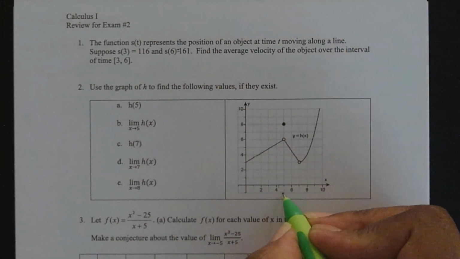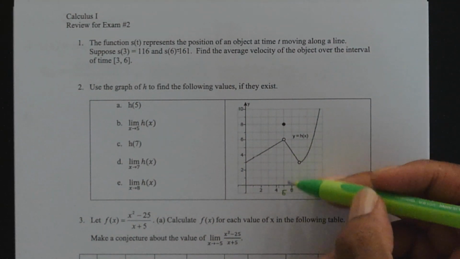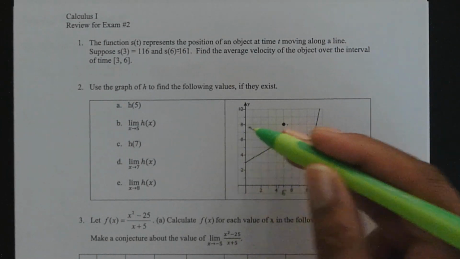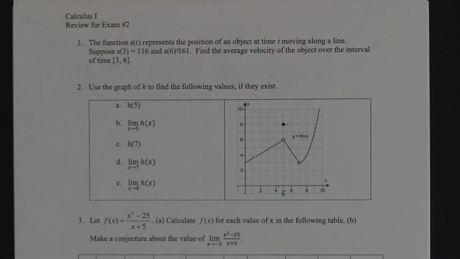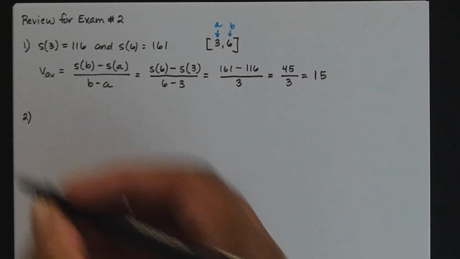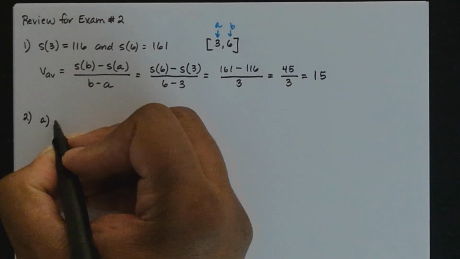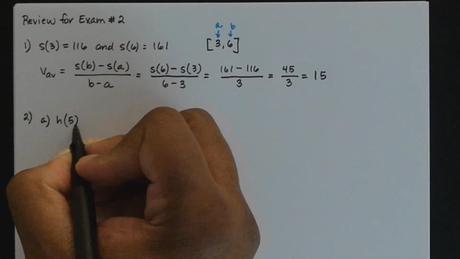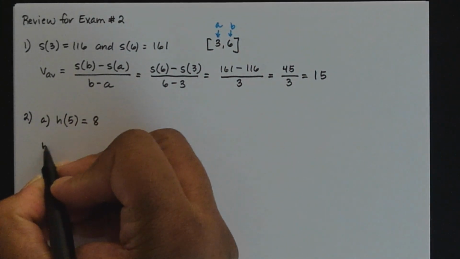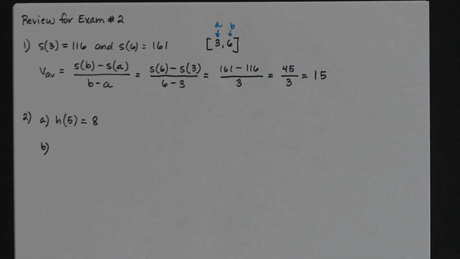Okay, so here's 5 right here. And we do have a point at 5. So when x is 5, the value of h of x will be 8. So that means h of 5 would be 8. Okay. Questions on part A.